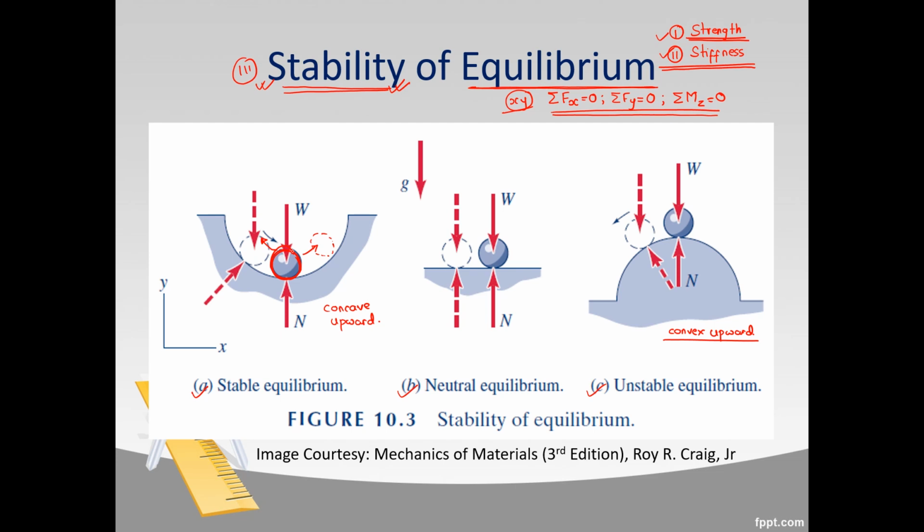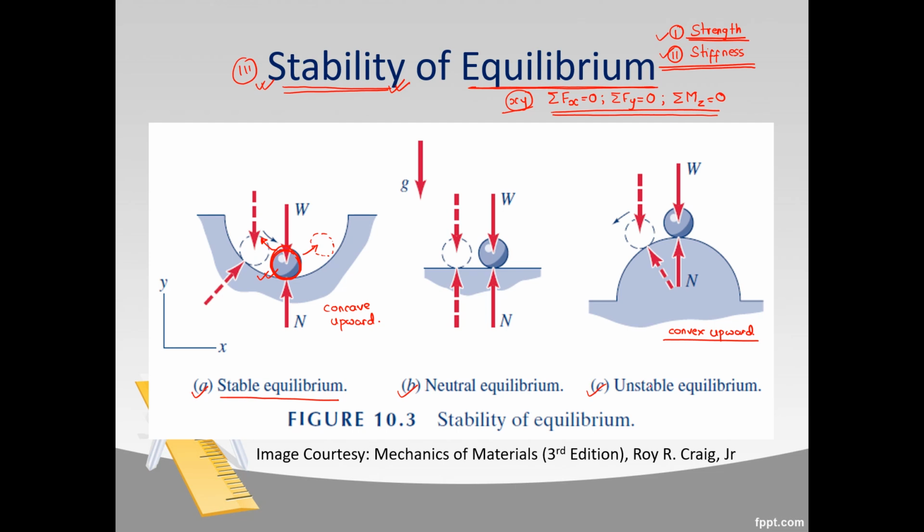After some oscillations, depending on the frictional force between the contact area of this ball and the surface, this ball will return back to its original equilibrium position. This is the case of stable equilibrium. The ball will return back to its original position.